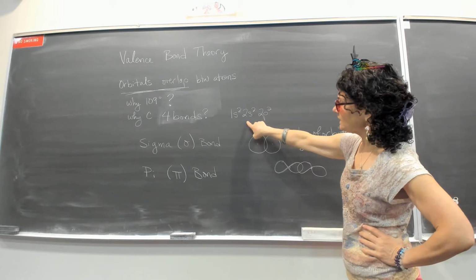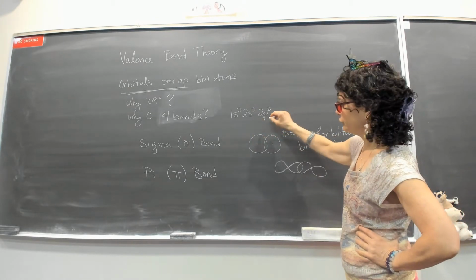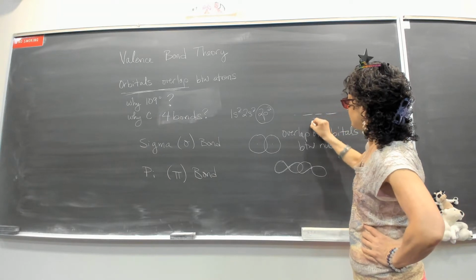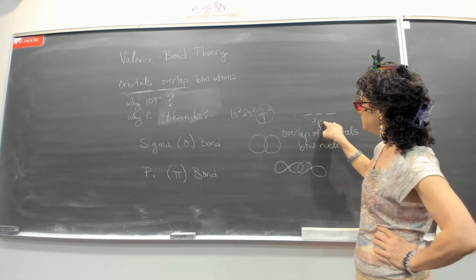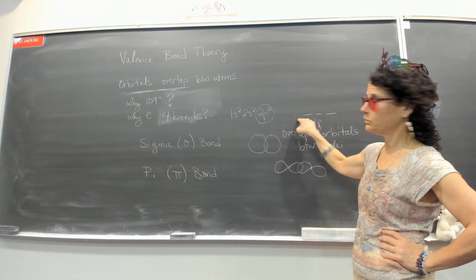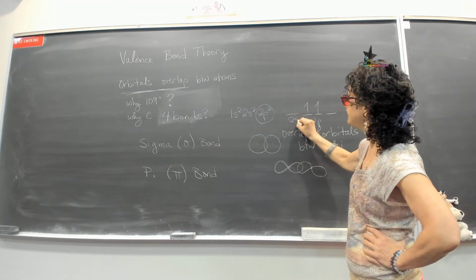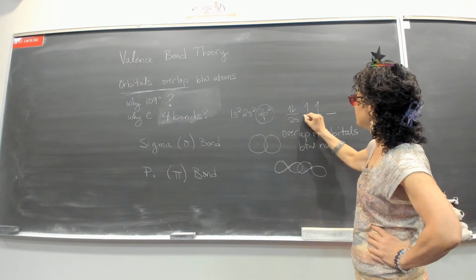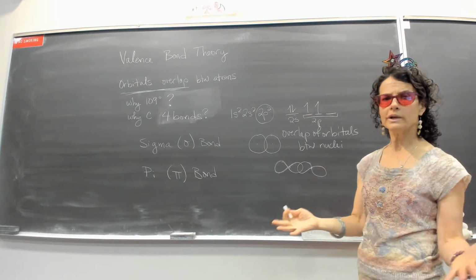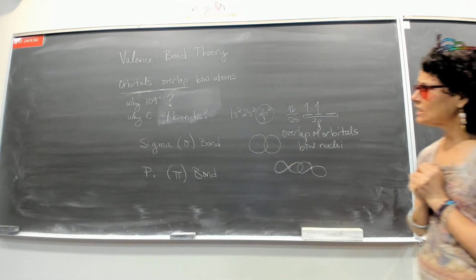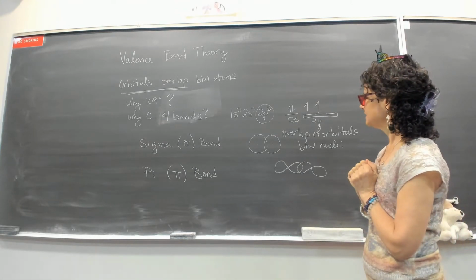So carbon's configuration is 1s2, 2s2, 2p2. If we look at the 2p2, remember p's had 3 orbitals. We would have 2 unpaired electrons. The 2 s electrons would be paired up. And where do we get 4 bonds from? That's what Linus Pauling went about to explain.